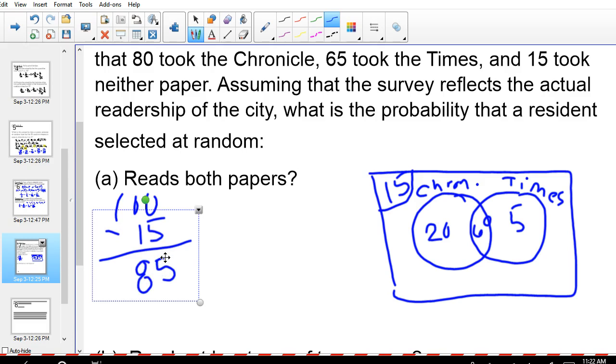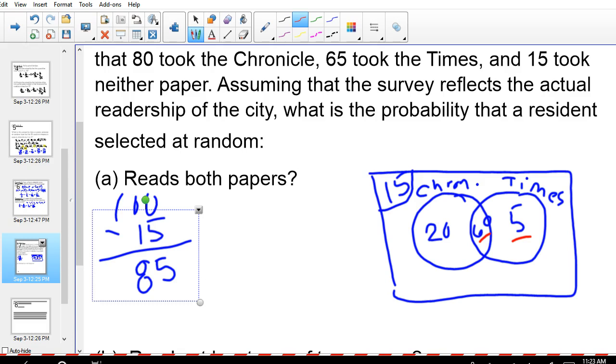85% of the people take some paper. Well, we know 80% take the Chronicle, so out of these 85, 80% have to take the Chronicle. That only leaves 5% left over that don't take the Chronicle. So that's where we put that 5 for the Times. That 5% takes the Times only. Then the Times has to add up to 65. So in this circle for the Times, you have to have 65, which means 60 has to go in the middle for the overlap. It gives it to you in the problem: 65% take the Times. Then the Chronicle circle has to add up to 80. 60 is already in the overlap, so you've got 20 more over there, and that adds up.